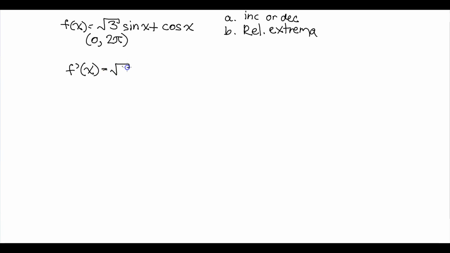The derivative of this, you should be pretty good at taking derivatives now. You get root 3 cos x minus sine of x. And we want to see where this equals 0 or undefined. But this can't be undefined anywhere. It's differentiable. It's a trig function. So we want to see where this equals 0.